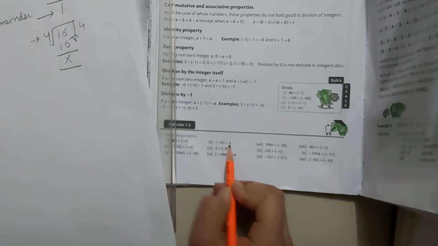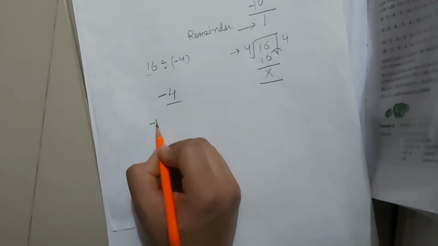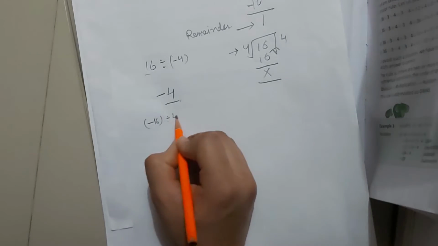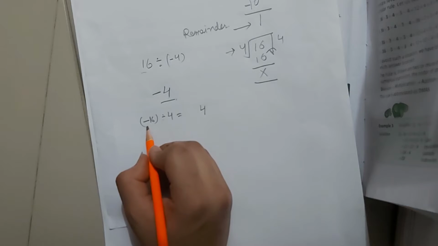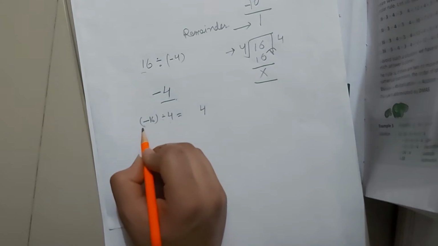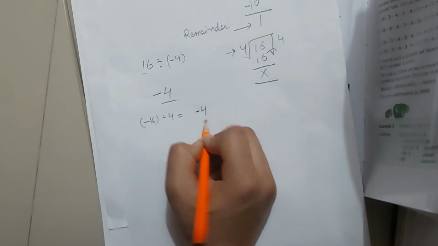In our next question, similarly, minus 16 divided by 4. Minus 16 divided by 4, that will be similarly 4. Now again the divisor and dividend have opposite signs, so our quotient will be negative.